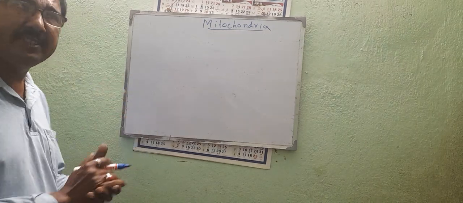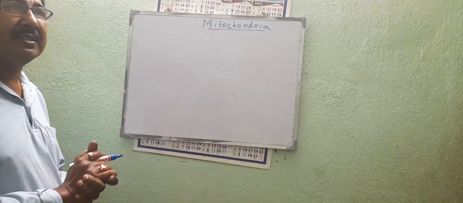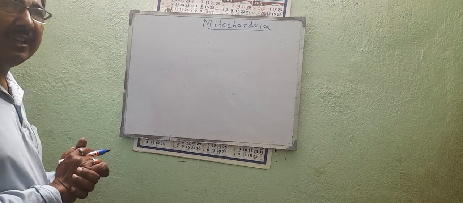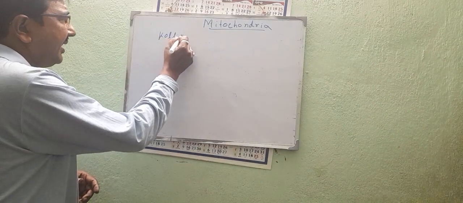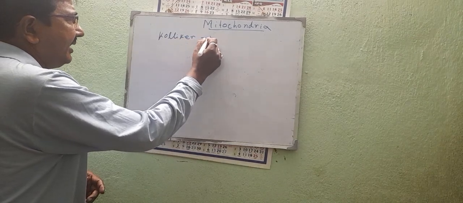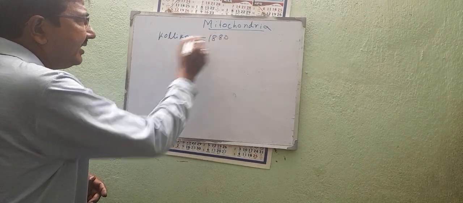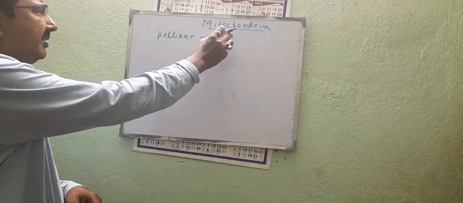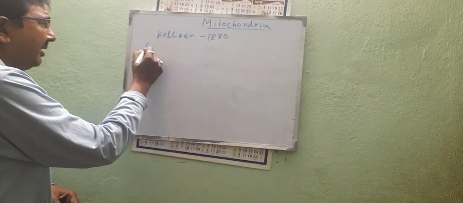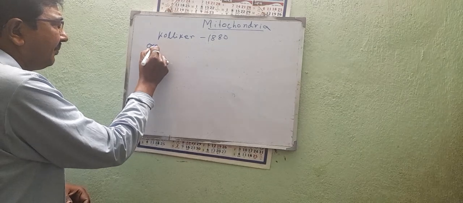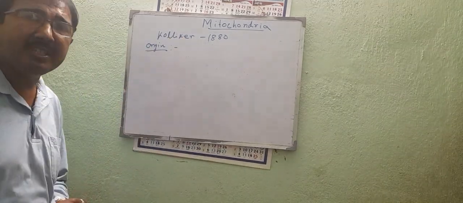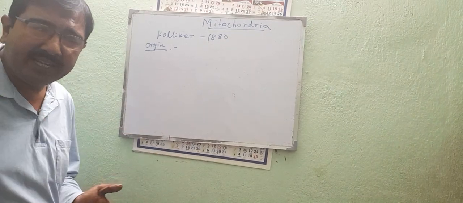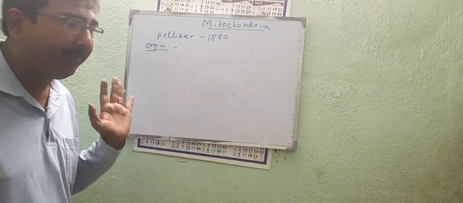And who first discovered the mitochondria? Mitochondria was first discovered by Kölliker in 1880. Then the origin of mitochondria. The origin of mitochondria is the cell membrane and nuclear membrane.